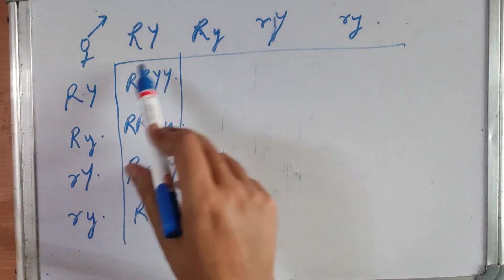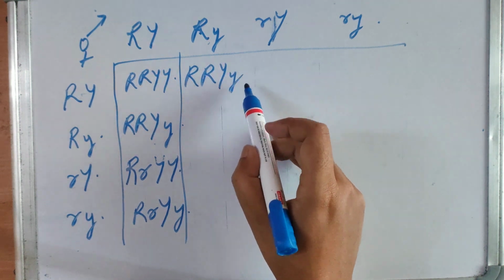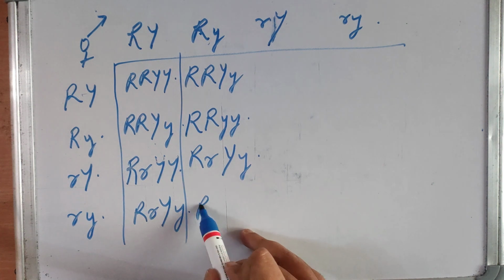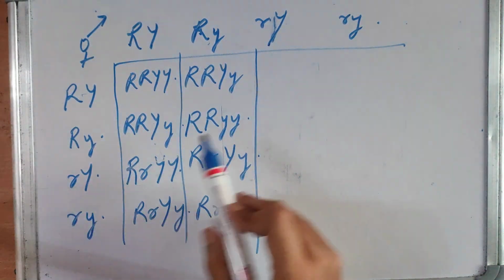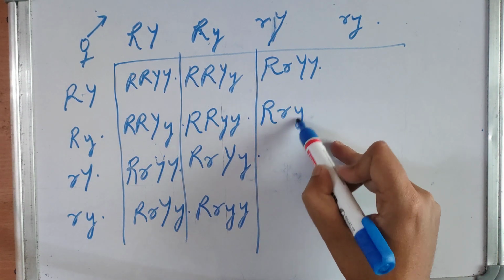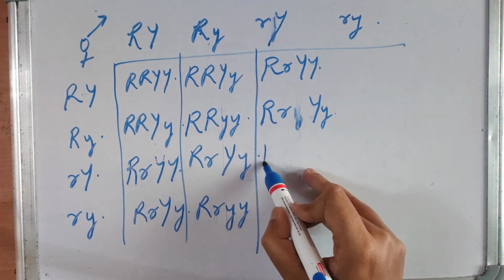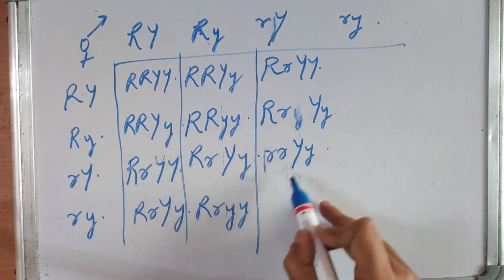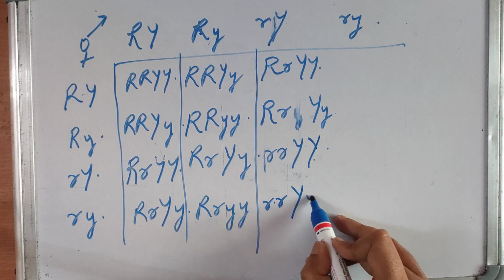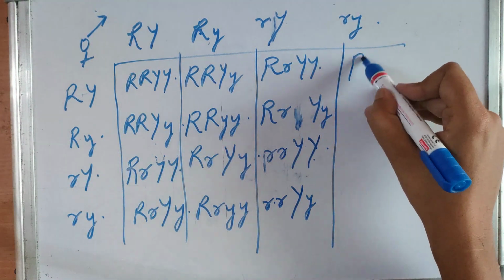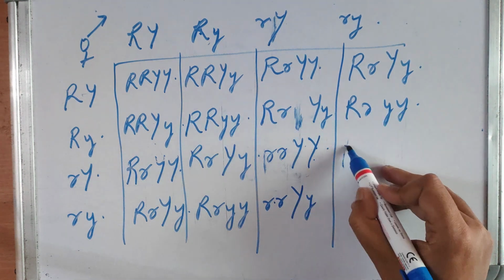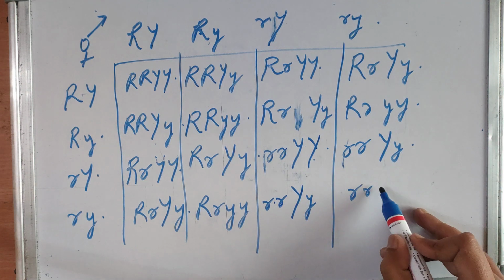Now we do the same with the next gamete. We get RRYy, RRyy, RrYy, Rryy. Then crossing with the last two, we get RrYY, RrYy, rrYY, rrYy. Moving on to the fourth, crossing this one, we get RrYy, Rryy, rrYy, and lastly rryy.